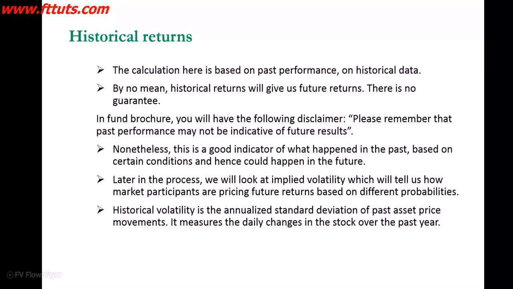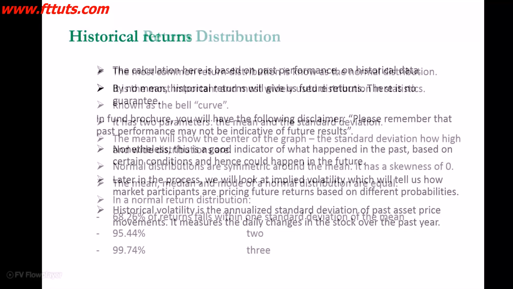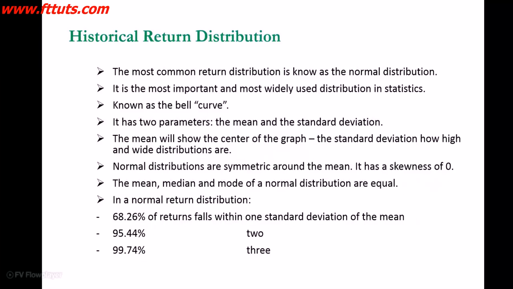So what you will see, looking at historical returns, is how an asset has been behaving during different economic conditions or during different market conditions. Later in the process, we will look at implied volatility, which will tell us how market participants are pricing future returns based on different probabilities. Historical volatility, at the end, is the annualized standard deviation of past asset price movements. It measures the daily changes in the stock over the past year.